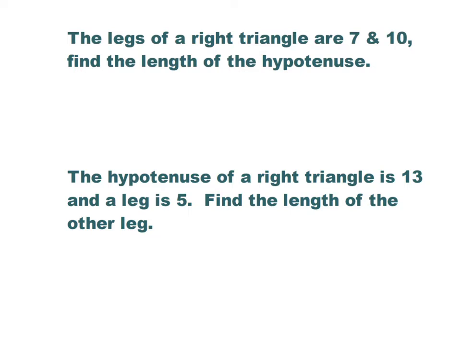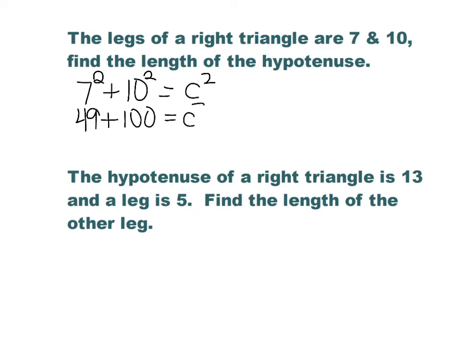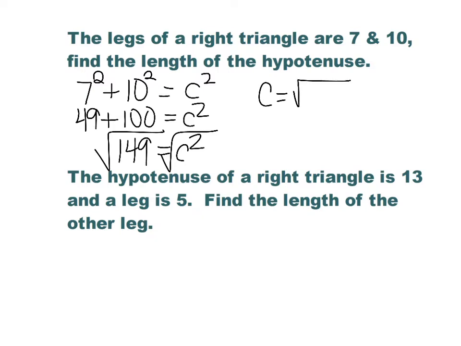If the legs are 7 and 10, then the theorem would say that 7 squared plus 10 squared should equal c squared, the hypotenuse squared. So that's 49 plus 100 equals c squared. 149 equals c squared. So I have the square root of 149. Now there's two ways that we can answer this. We can leave this exact. Normally I would try to reduce that radical, but I don't think 149 does reduce. So I'm going to leave it.